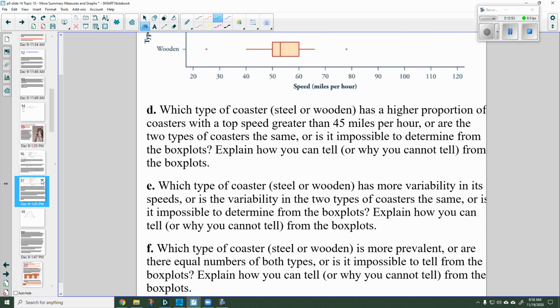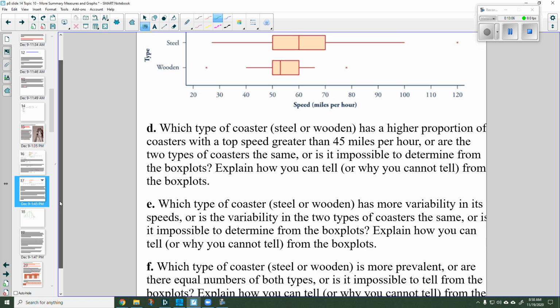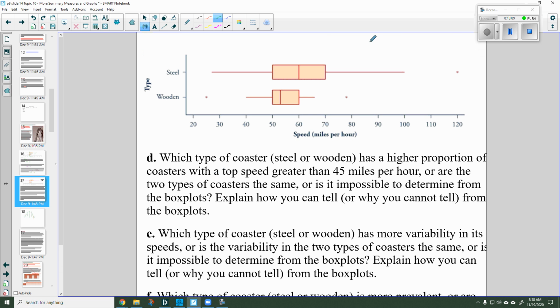Okay, last question here, which we've kind of dealt with already a little bit. Which type of coaster is more prevalent? In other words, which one are there more of? Are there more wooden ones or are there more steel ones? And again, I'm looking at this, and the answer is, in common parlance, IDK. I don't know. And you don't know either. Because all the box plot is telling us is the quartiles. We know there's 25% here, 25% here, 25% here, and 25% here.